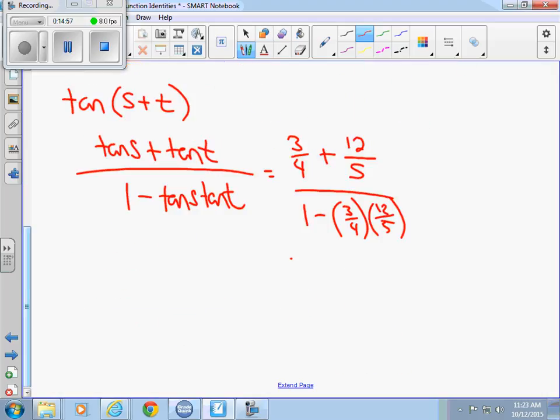You do need to either get common denominators on top and bottom, or I do want to remind you of a little shortcut I taught you. I could multiply the top and bottom by 20. Why would I do that? Because that would be the least common denominator, right?